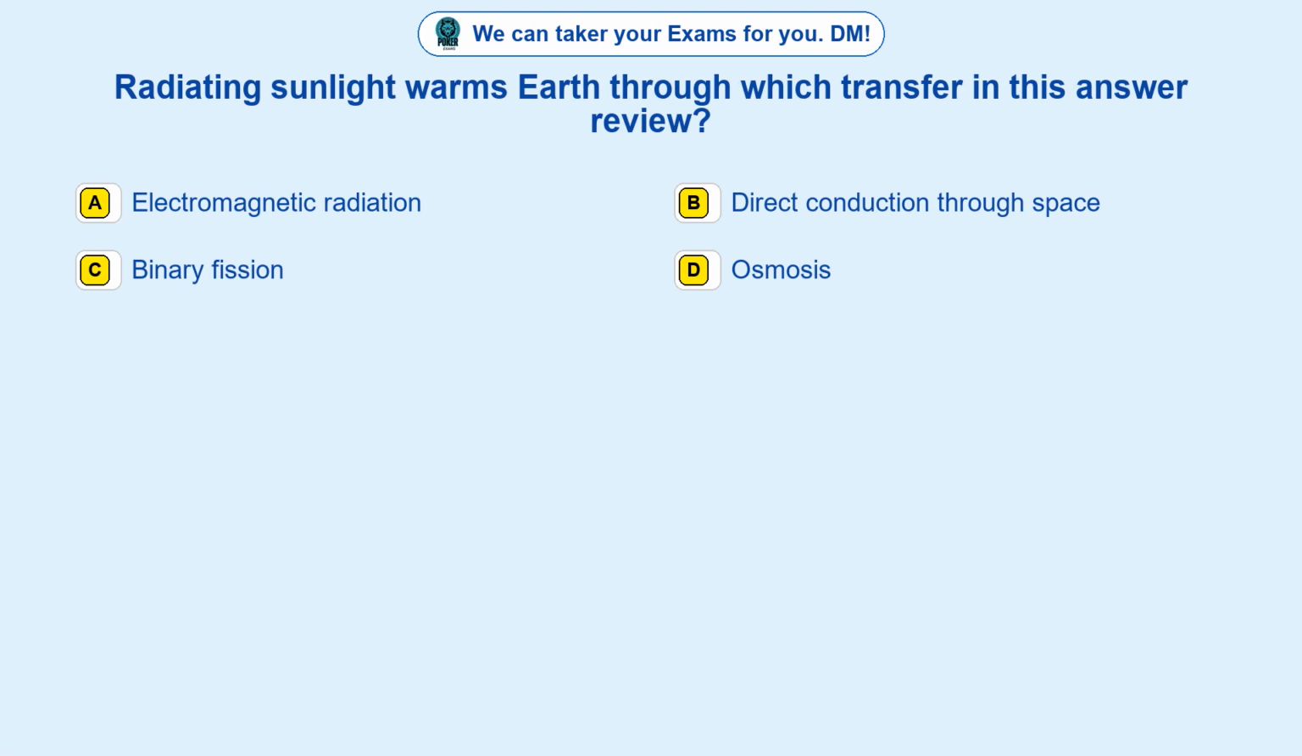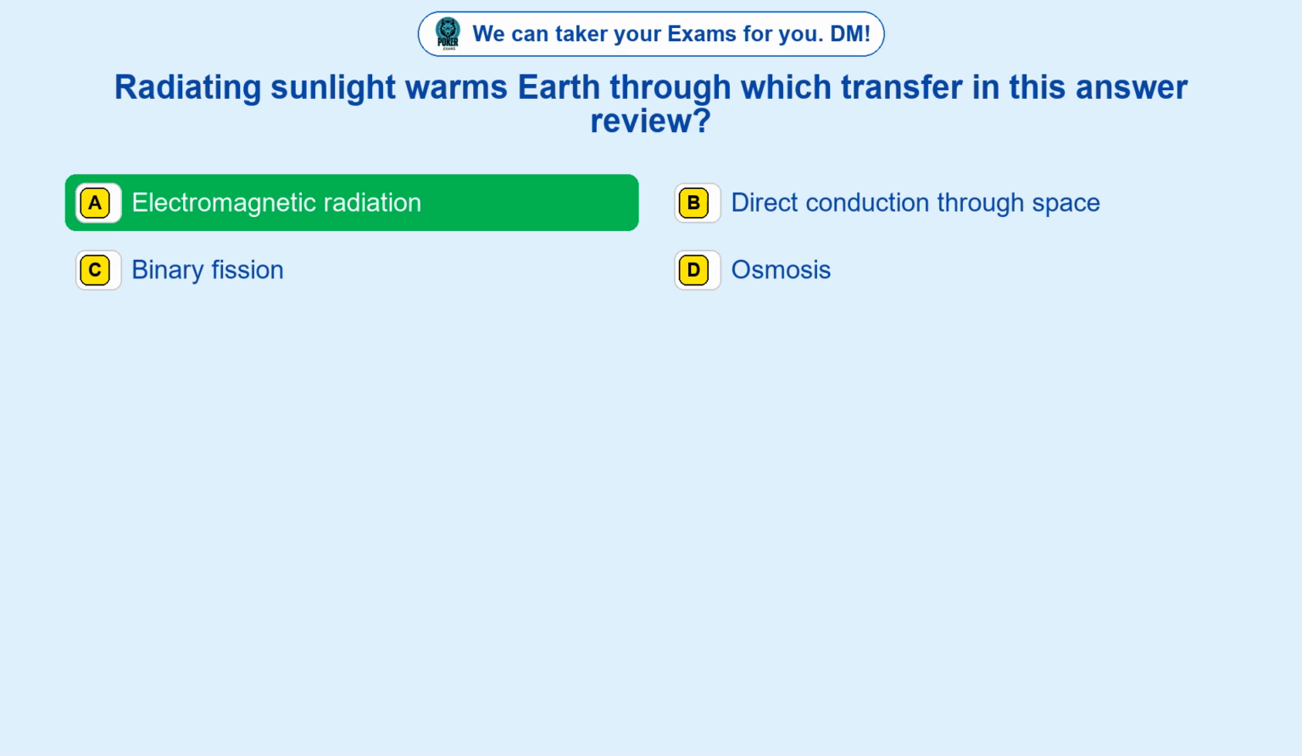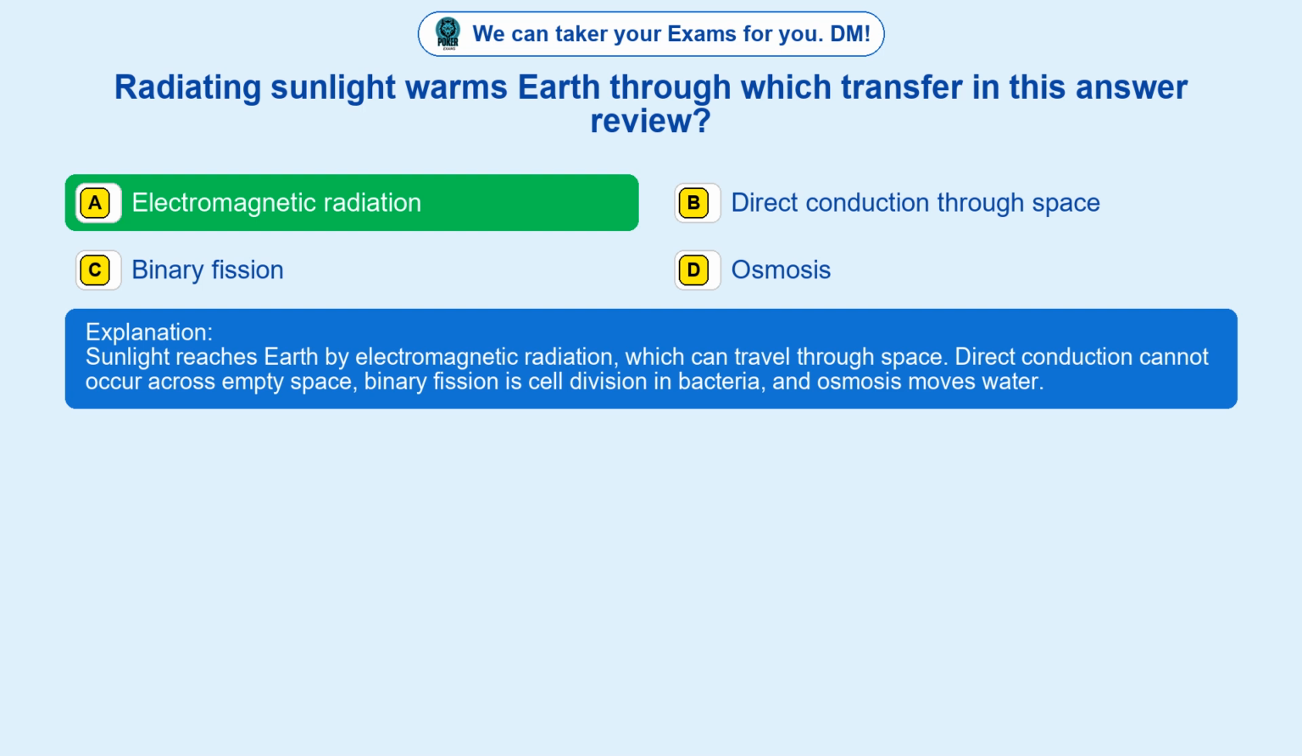Question 77. Radiating sunlight warms Earth through which transfer in this answer review? Option A, electromagnetic radiation. Option B, direct conduction through space. Option C, binary fission. Option D, osmosis. The correct answer is option A. Electromagnetic radiation. Sunlight reaches Earth by electromagnetic radiation, which can travel through space. Direct conduction cannot occur across empty space, binary fission is cell division in bacteria, and osmosis moves water.